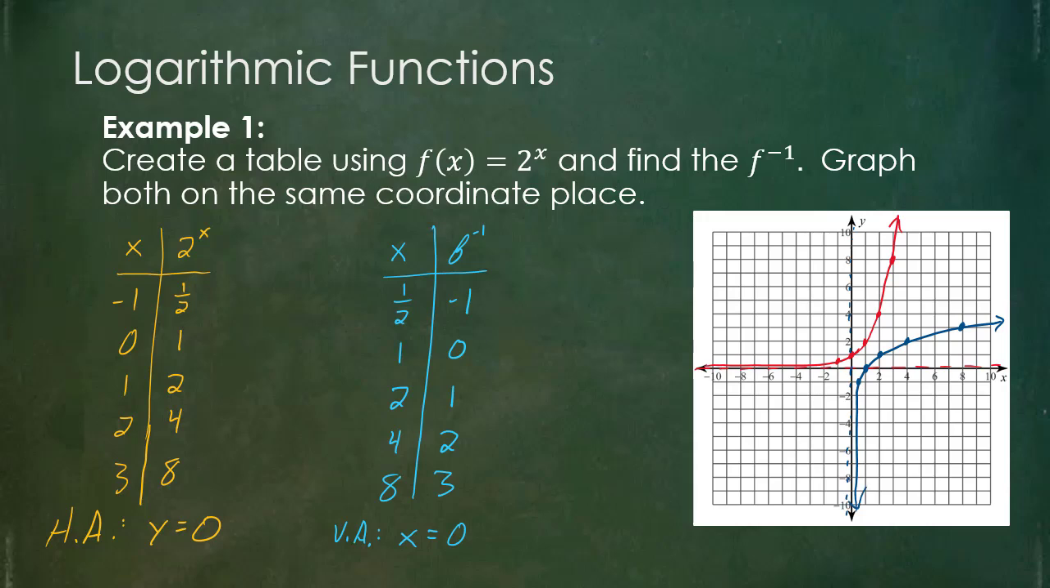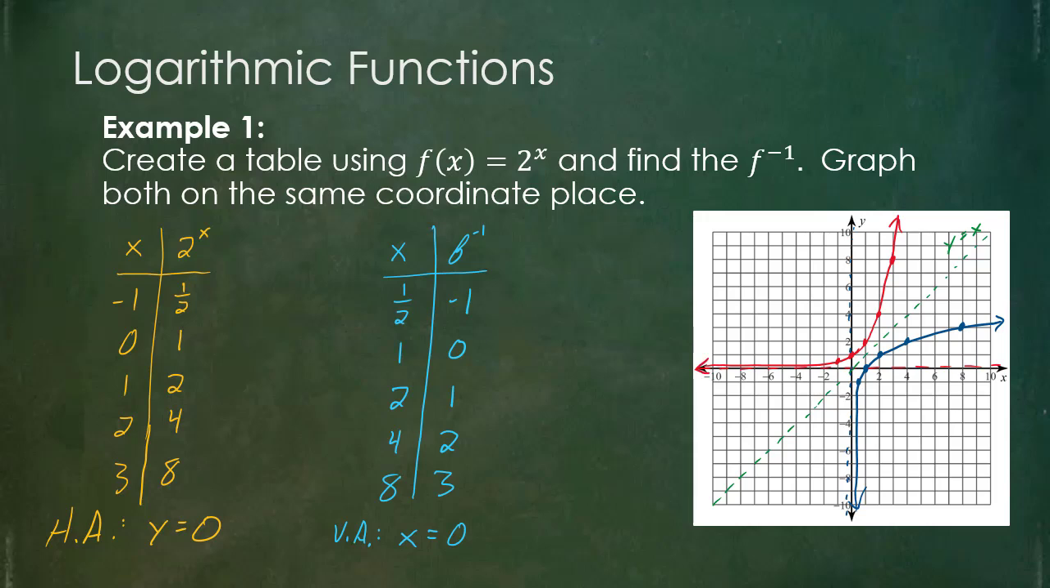And if you think back to why this should make sense, graphically this should be a reflection across the y equals x line, which if I were to sketch it on here, y equals x, notice it does look like a mirror image of one another.